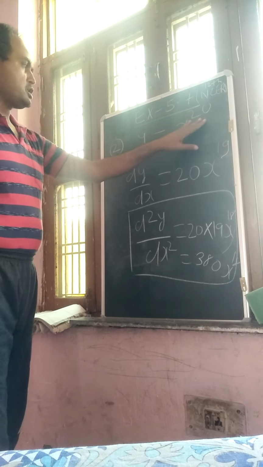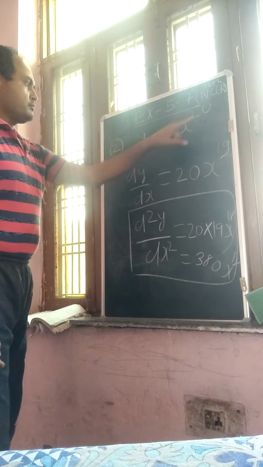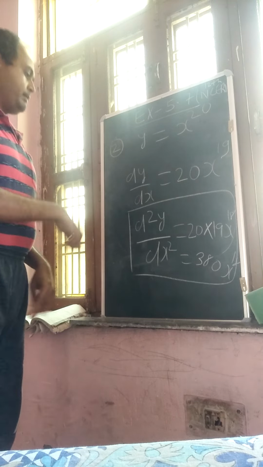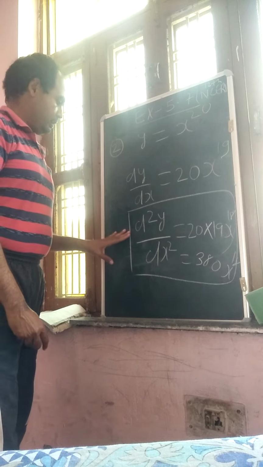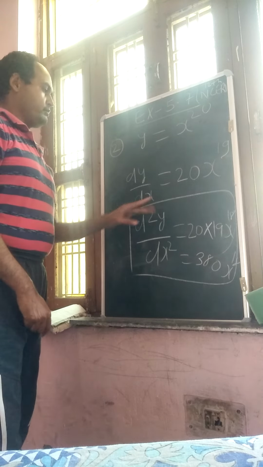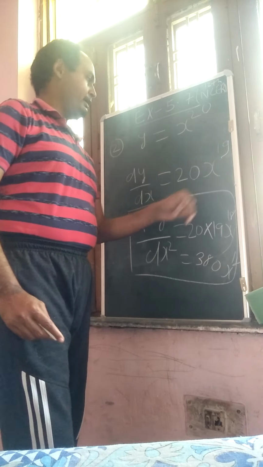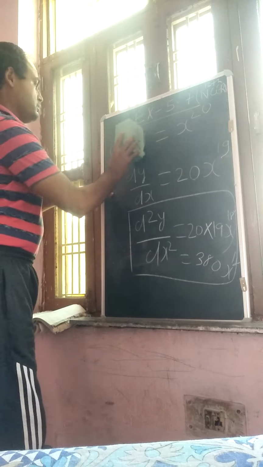We have to explain. The question is y equals x to the power 20. The first derivative has the symbol dy by dx: 20x to the power 19. Also we differentiate one more time, and we get d2y upon dx square. It is the symbol of the second derivative also. And 20 into 19 by the formula, x to the power 19 minus 1. This is the algebraic formula.